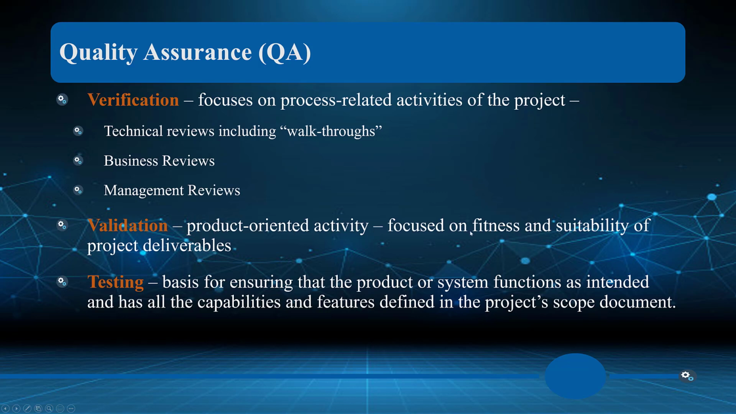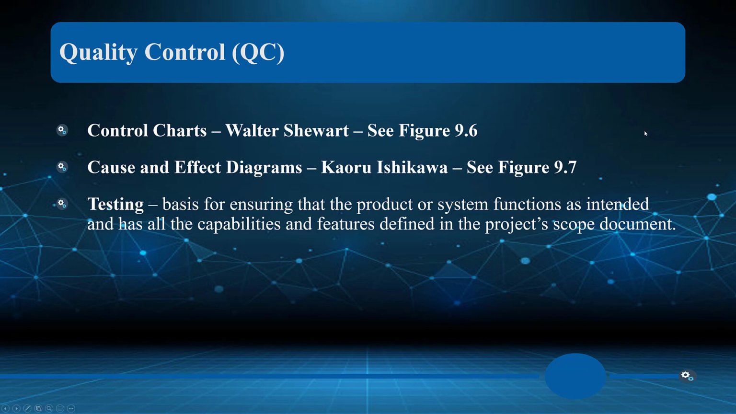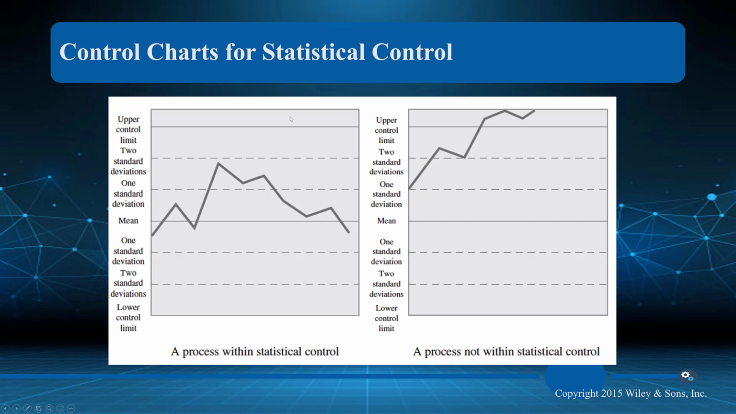Validation, so product-oriented activity, focus on fitness and sustainability of project deliverables. Are they going to provide value for as long as we thought, throughout the product life cycle? Of course, testing. Now, it's funny that we mentioned testing because we all have gotten to where we accept bad software and then testing's done, or we let them know where the flaws are and then they improve it, right? So we as consumers have actually created the issue.